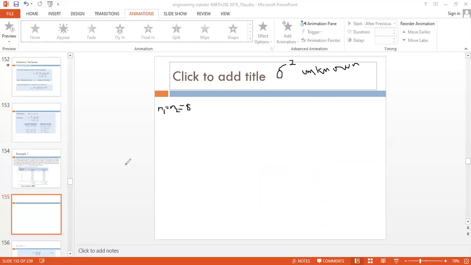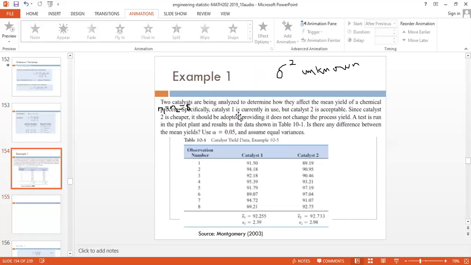But the objective here, let's go back to our question and check our objective. It says it's acceptable, so we want to test and determine, is there any difference between the mean yield? Because here we are talking about costs. Catalyst 2 is far cheaper than catalyst 1. So we want to check whether catalyst 2 is equivalent or close to the impact of catalyst 1. If it is, then it means we can follow catalyst 2 at a cheaper cost.